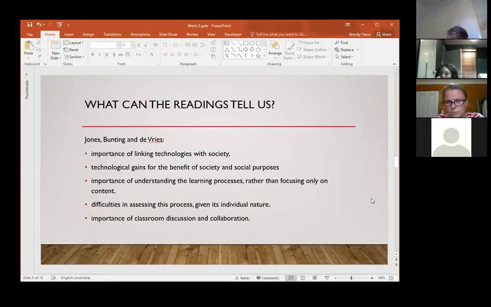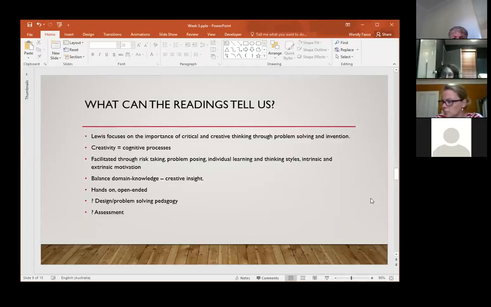All of those points that Jones, Bunting and De Vries came up with will lead to some critical questions about your pedagogy. And then moving on one more, Lewis. Lewis is our creativity person. And Lewis said that it's critical and creative thinking through problem solving and invention that characterizes technologies. So if we're asking them to be critical and creative thinkers, I don't think we've got a problem with Year 2s. I think we very often have a problem with 5s and 6s because we've actually knocked that out of them in the period of time they've been in school, because we've taught them how to do it.